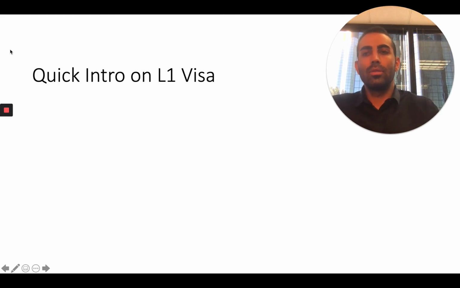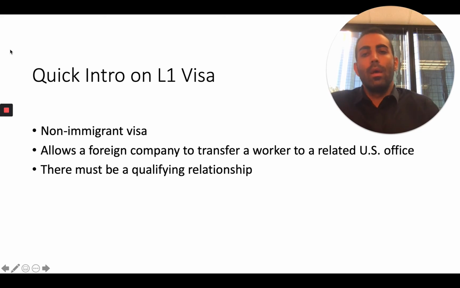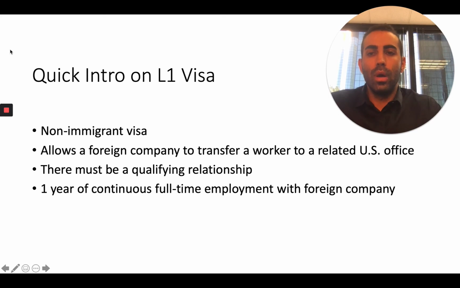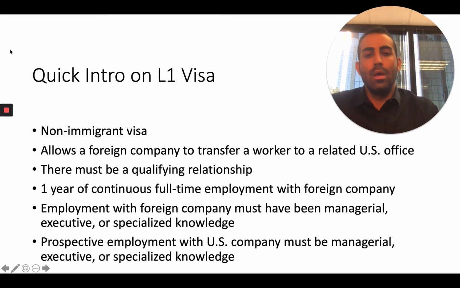To get started, let's do a quick intro to the L1 visa. The L1 visa is a non-immigrant visa which allows a foreign company to transfer a worker to a related U.S. company. There must be a qualifying relationship between the two companies. The foreign worker must have worked for 1 year continuously in full-time employment for the foreign company, and the employment with the foreign company must have been in a managerial, executive, or specialized knowledge capacity, and the employment with the U.S. company must be in a managerial, executive, or specialized knowledge capacity as well.